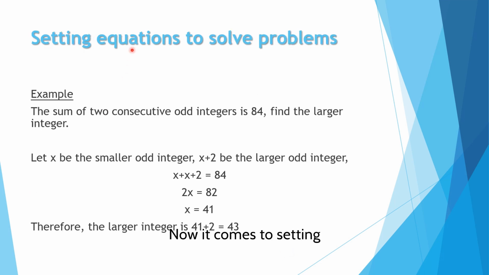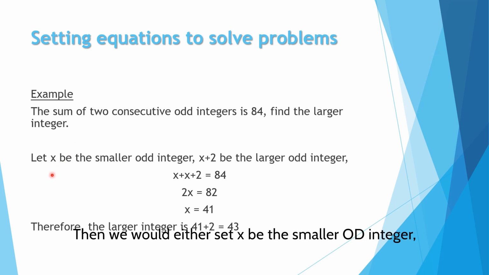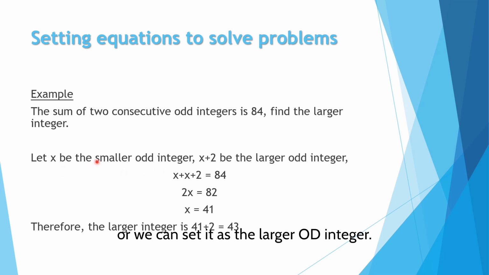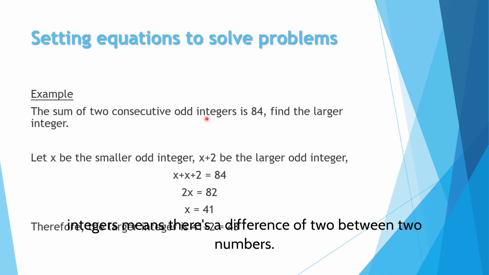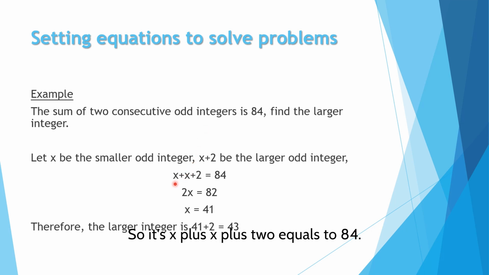Now it comes to setting equations to solve word problems. For example, the sum of two consecutive odd numbers is 84. Find the larger integer. Then we would either set x to be the smaller odd integer, or we can set it as the larger odd integer. And if we set x as the smaller one, we would use x plus 2 as the larger one, because consecutive odd integers means there's a difference of 2 between two numbers. So it's x plus x plus 2 equals to 84.